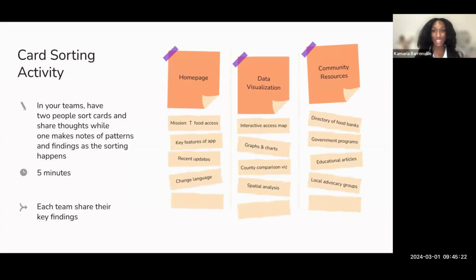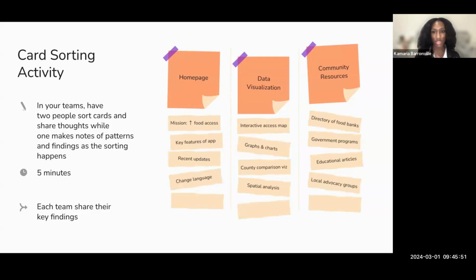So after you've identified your user needs, now we'll jump into designing to your user needs. This part focuses on the application's user interface, which is a key element of the design process that you should definitely consider. The initial thing you want to do is organize your functions. And right here, you'll see the example of your homepage, the visualization, and your community resources. And for that, we'll do our card sorting activity.